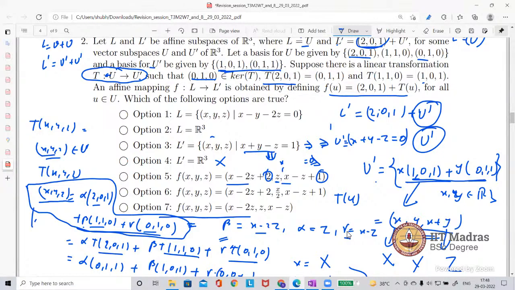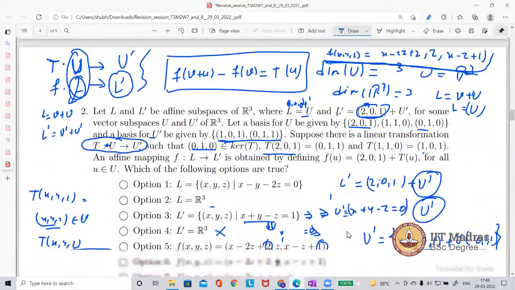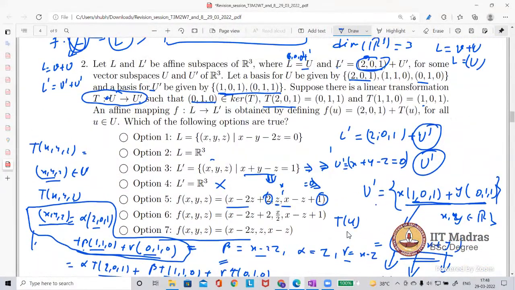So option 7 is directly T. Here we are removing the constants, that is 2, 0, and 1, because in f of V plus U, the V is 0, 0, 0. If V is something different, then I have to remove f of that V. See what is happening here, here v is 0. Actually, for that I needed a different question, because here v is 0.